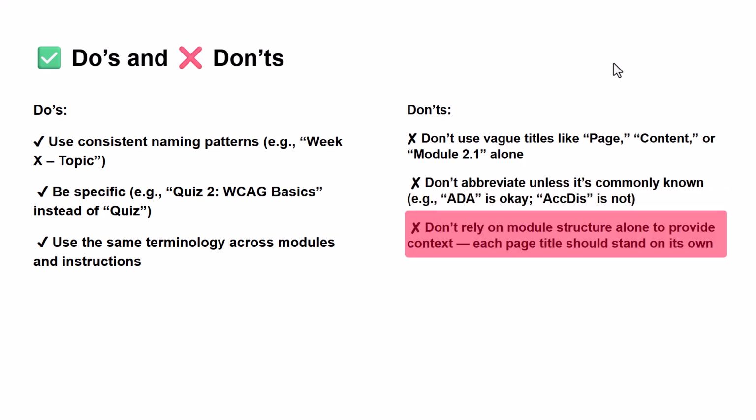And as I mentioned earlier, don't rely on the module structure alone to provide context. The pages should stand on their own. The module should help support that context, but if I just gave a student a list of everything in the course, they should be able to go through and pick out, this was assigned reading, this was a practice set, this was a group project, this was a discussion board, pretty easily, even if they're not within that module. The module just structures those things together. The page titles should be able to stand on their own.